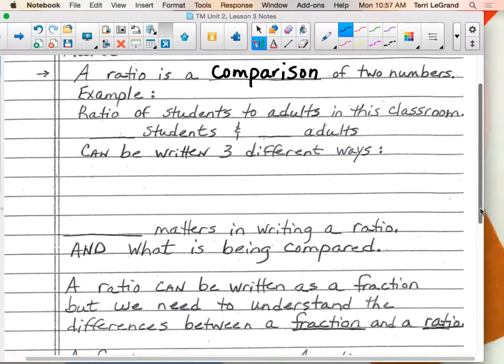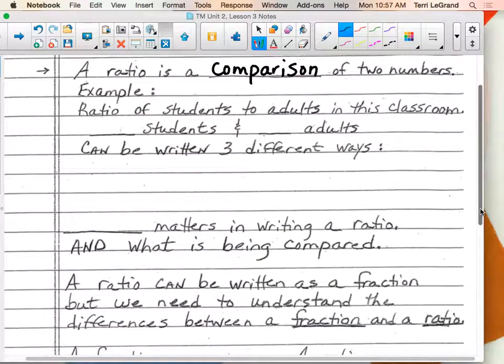So here's an example. If we want to compare the number of students that are in here to the number of adults, let's count it up. How many students are there in here? 5 over here in this row. There's 4 more in this one. 5 plus 4 is 9. And there's 6 here, so 9 plus 6 is 15. There are 15 students in the classroom. And how many adults? 3.